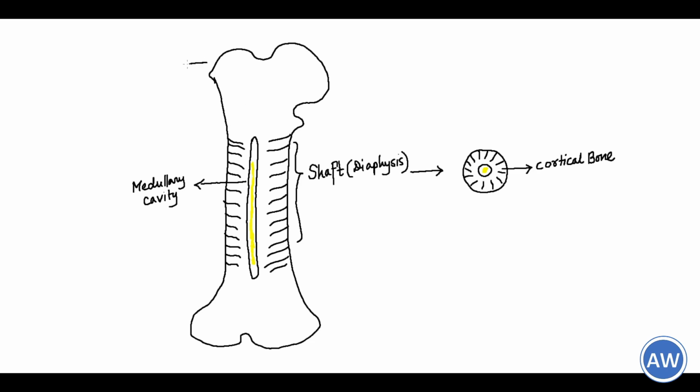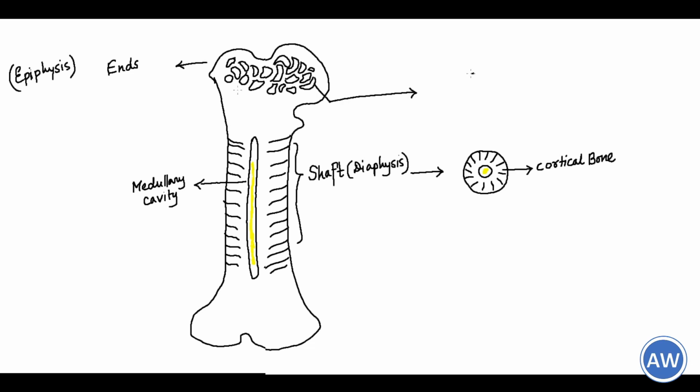The medullary cavity does not extend till the end. The area at the ends where there is no medullary cavity is known as the epiphysis. As discussed earlier, the epiphysis has some spaces inside them which are lined by bony trabeculae, giving it an appearance of a sponge, and the bone which lies over here is known as the spongy bone.